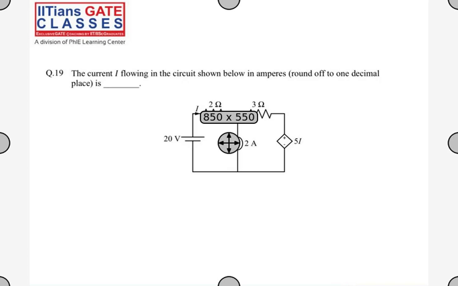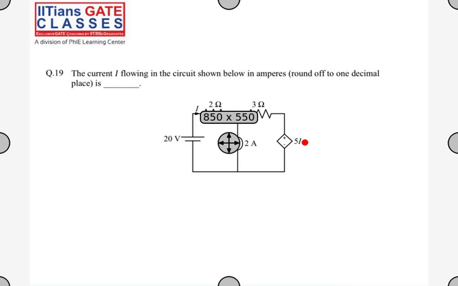Again, this is a GATE question. Find the current I flowing in the circuit shown below, in amperes, rounded off to 1 decimal place. It's a previous year GATE question.